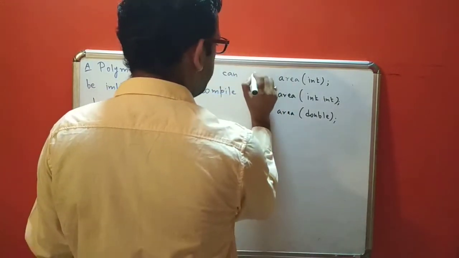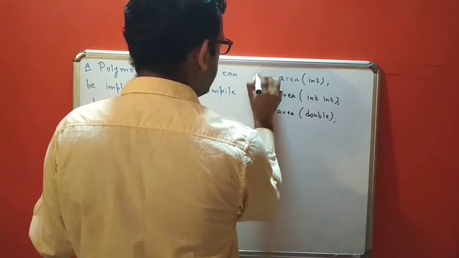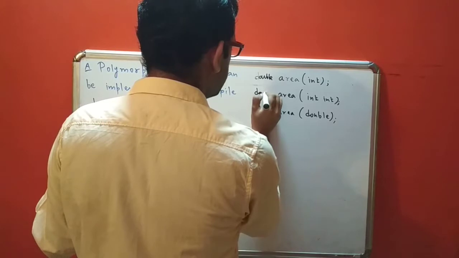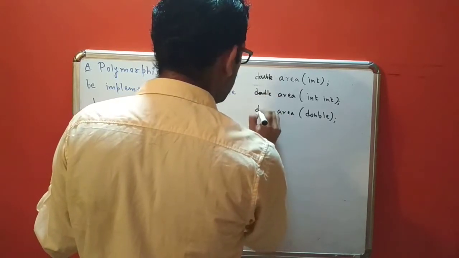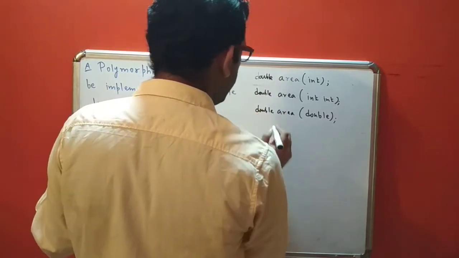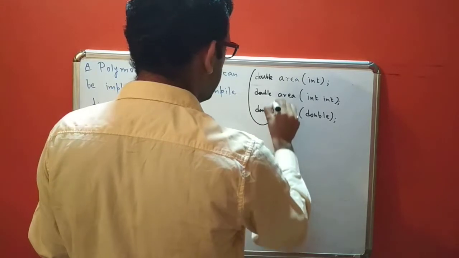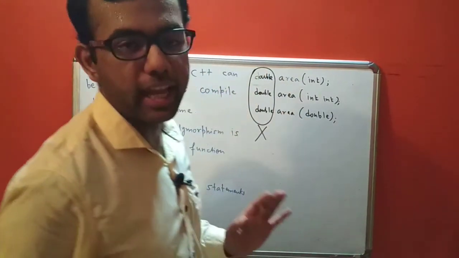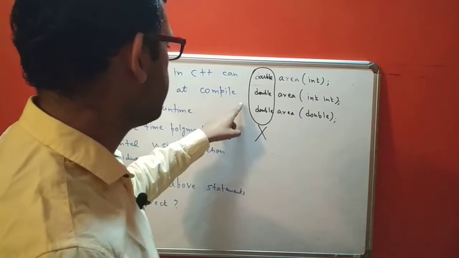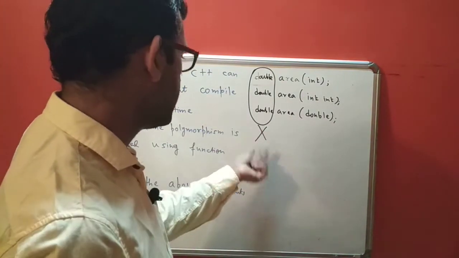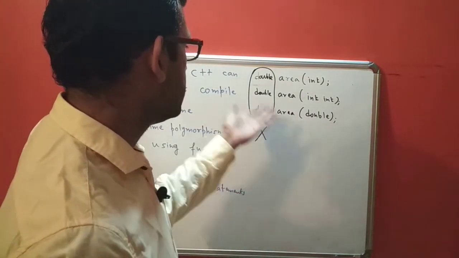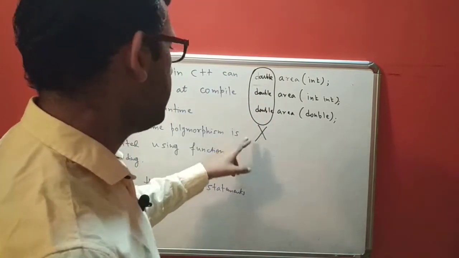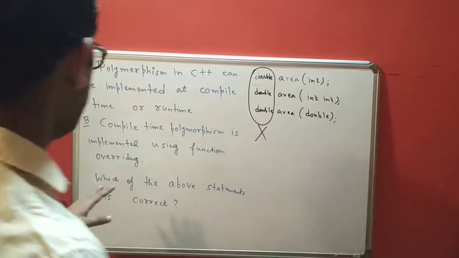And let's say I have something like this. What about the return type? Does the return type play any role in function overloading? Mind you, the return type of a function plays absolutely no role in function overloading. The return type of a function will have nothing to say regarding two functions being overloaded or not overloaded, right? So remember, the return type has no role to play.